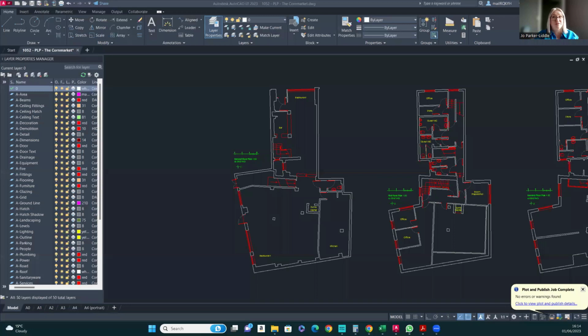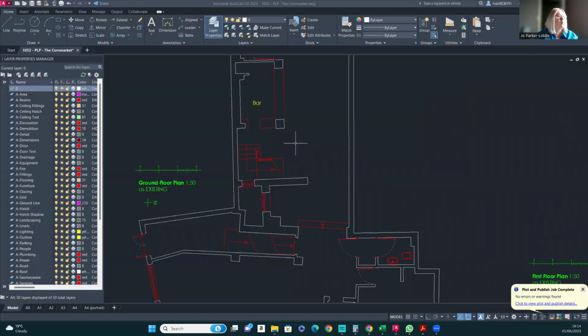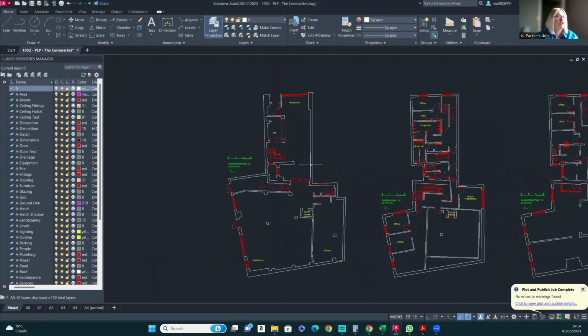I'm going to share my screen with you again, and then we'll do a live project and I'll tell you all about what we've done on this one. So this is the floor plan for a commercial city centre building not far from me in Derbyshire. And we were looking at converting this into apartments.